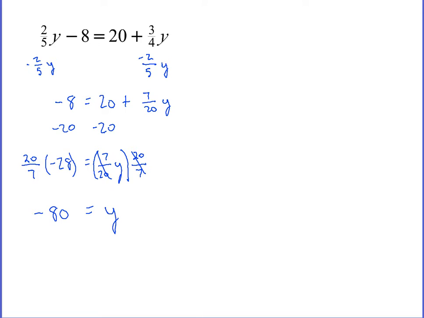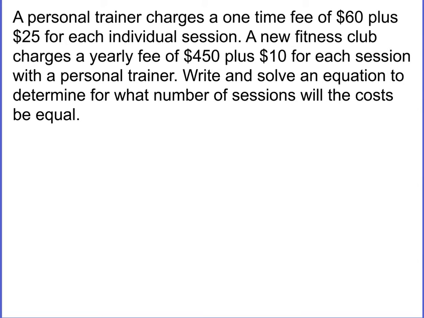Okay. On to some word problems. Personal trainer charges a one-time fee of $60 plus $25 for each individual session. A new fitness club charges a yearly fee of $450 plus $10 for each session with a personal trainer. Write and solve an equation to determine for what number of sessions will the cost be equal.